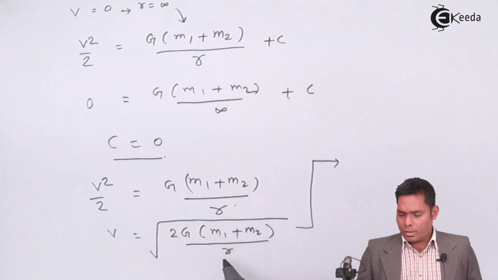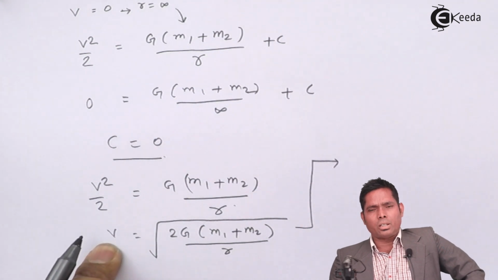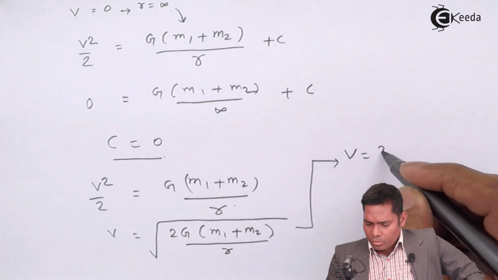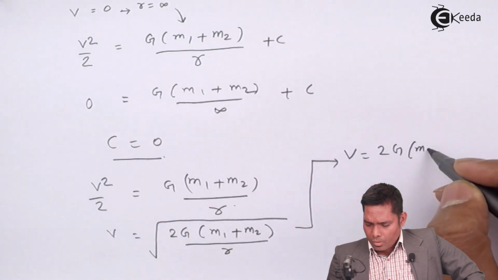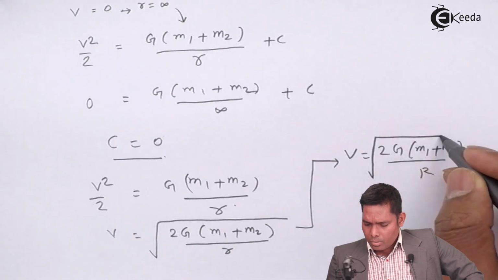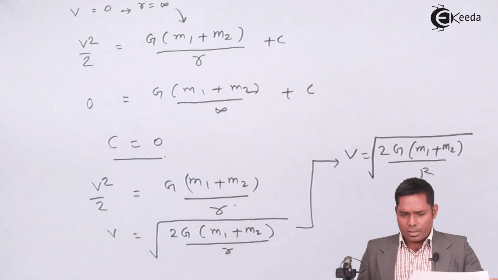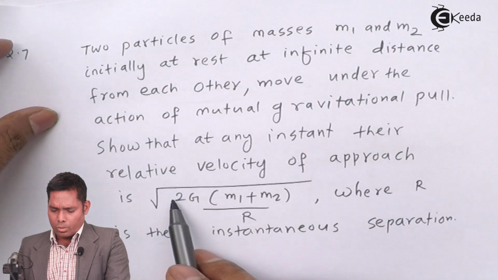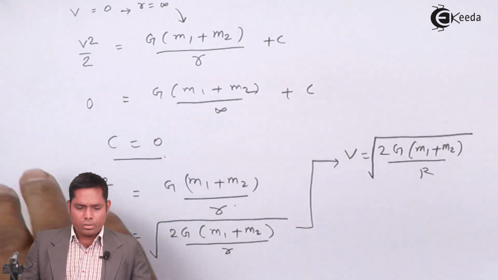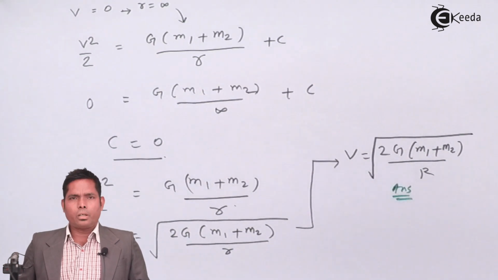But I have to find the value of relative velocity when the separation is r, so you put r here. The answer to this question will be under root 2G(m1 plus m2) divided by r. This is the result I am getting, and this is what you had to prove. So that is the answer to this question. Okay, thank you.